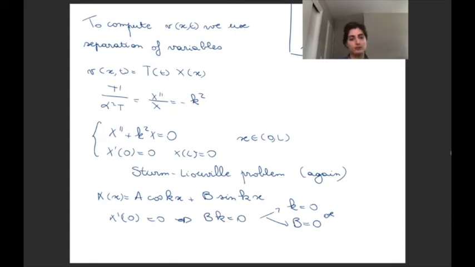So we can solve this. We want X being a sum of cosines and sines. Then what we need to impose is that X prime at 0 be equal to 0. This means that you have a k sin kx computed at 0, that just disappears. So the only term that is non-zero is bk cos kx computed at 0. Cos gives you 1, so we have bk equals to 0. You have two options. Either k is equal to 0 or b is equal to 0.